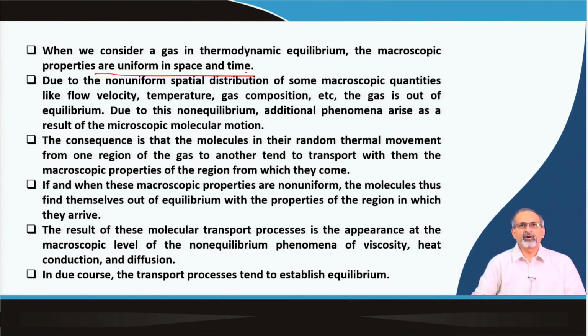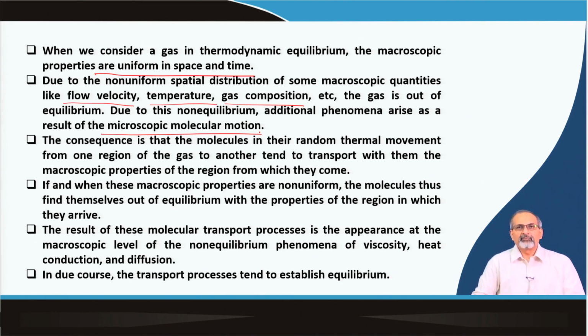However, due to non-uniform spatial distribution of some macroscopic quantities like flow velocity, temperature, the gaseous composition etc., the gas essentially goes out of equilibrium. That means, between two different points you may see a variation in velocity or temperature or gas mixture composition, which would essentially mean that it is going out of equilibrium, and due to this non-equilibrium additional phenomena arise as a result of the microscopic molecular motions which are going to follow consequently.